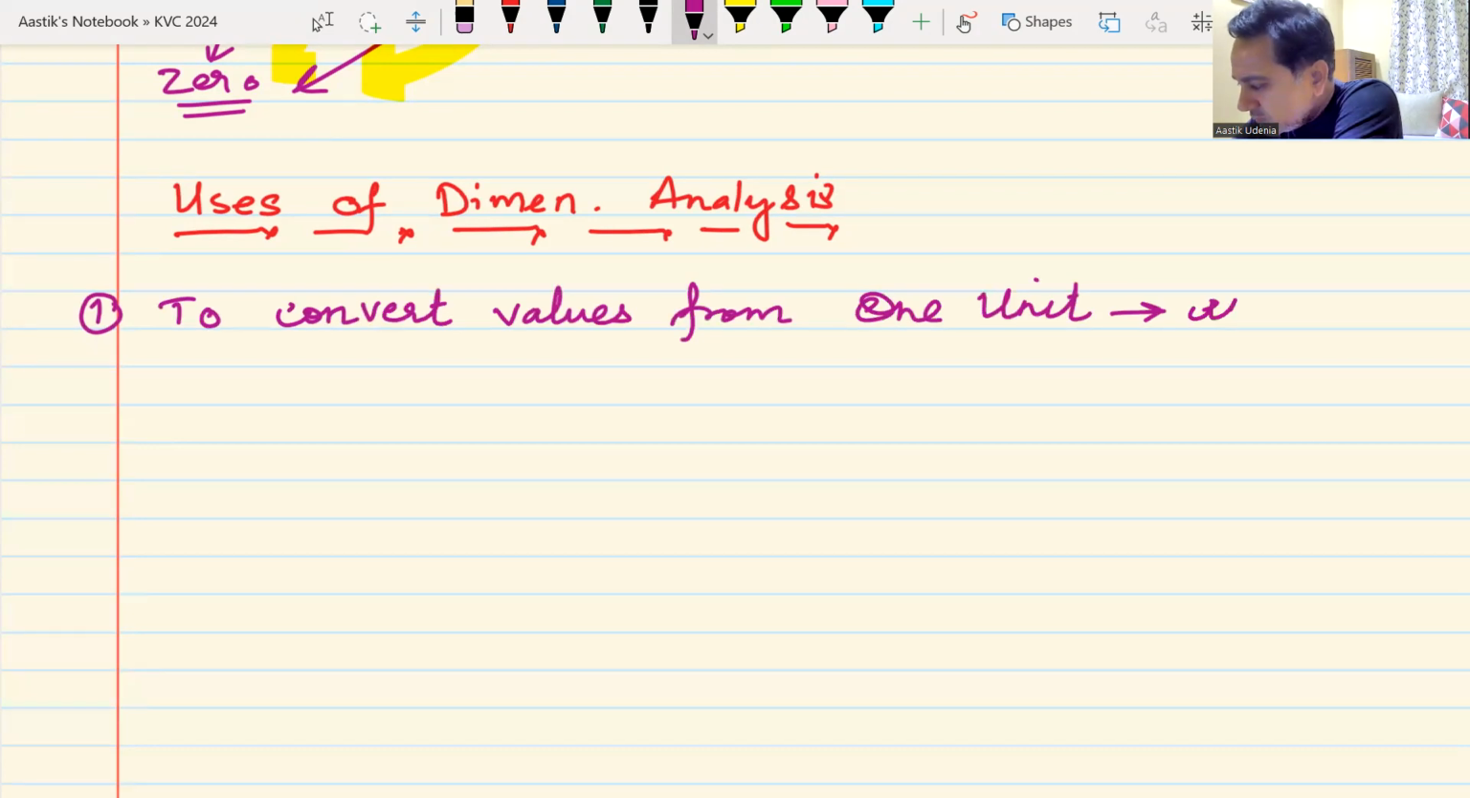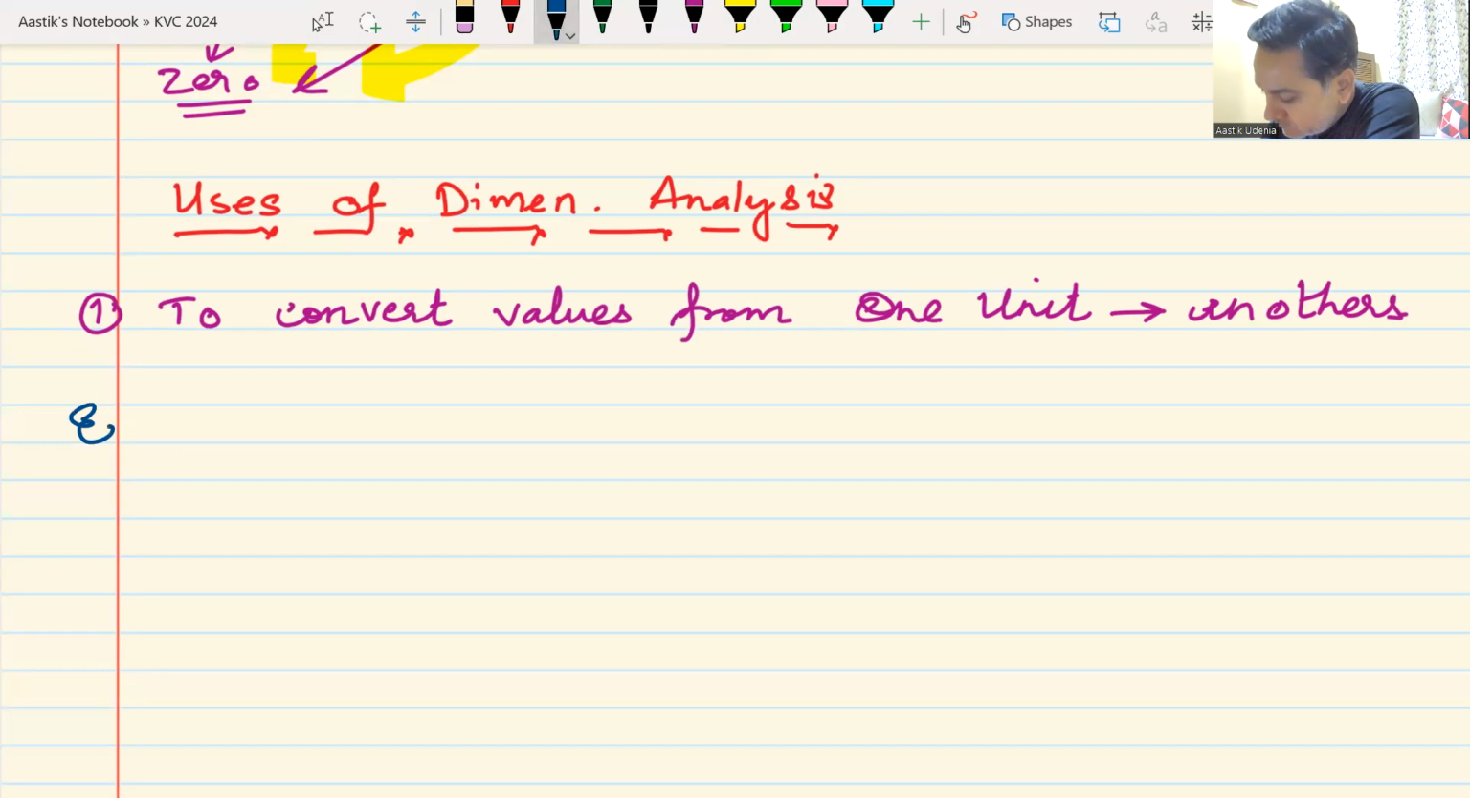If I have two systems, and I have discussed, we have a CGS system, we have an MKS system, and sometimes the values may be given in one system, but the answer may be asked in the other system. They make questions this way sometimes. So if the question comes like this, we should know how to convert one unit into other unit, one system into other system. And I'll give you an example for this.